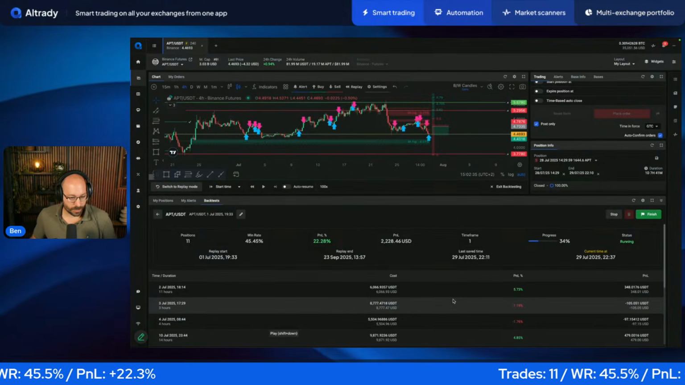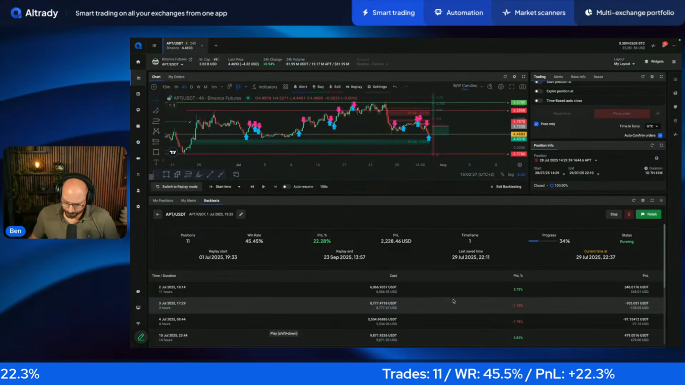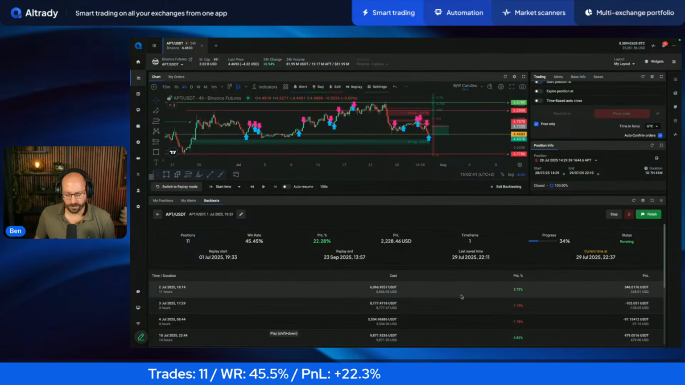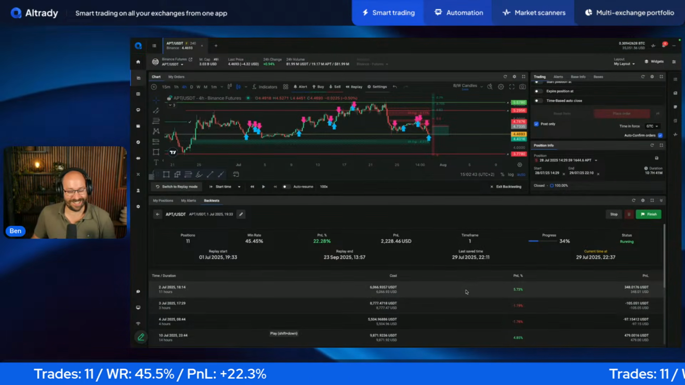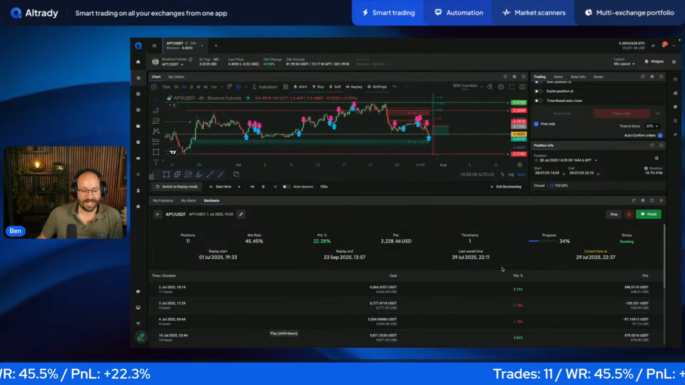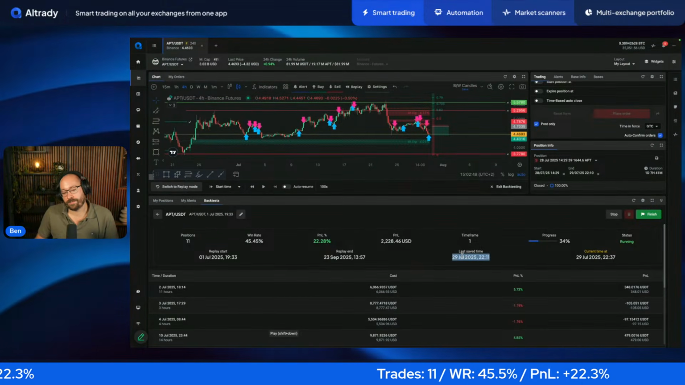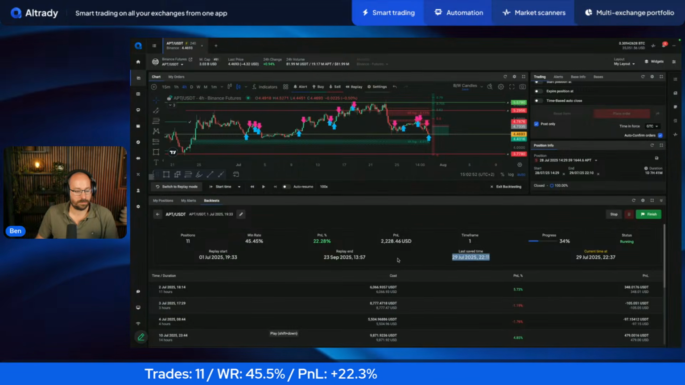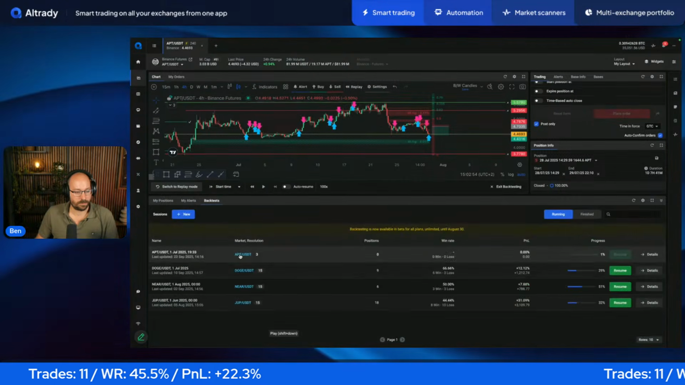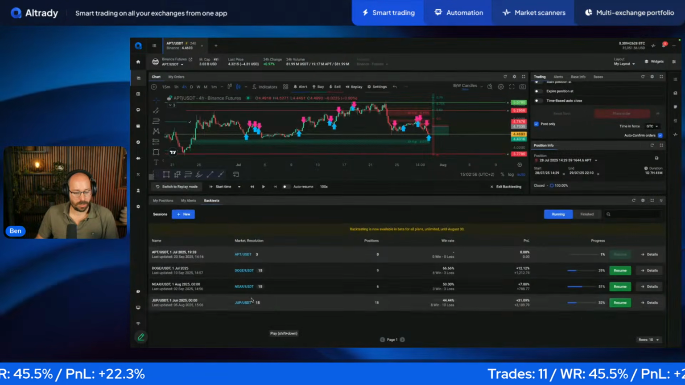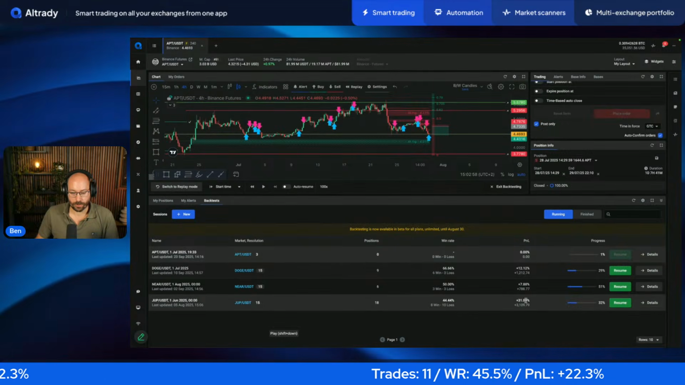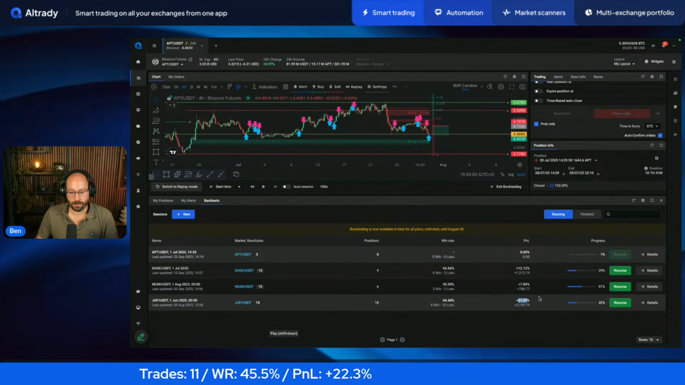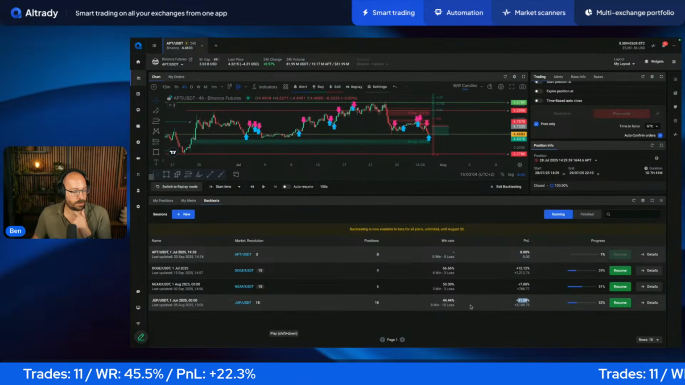Nice. So 11 trades, only 45% win rate, and only 22% profit. Only. It's like the biggest one you had. Yeah, but it's a longer time, right? Yeah, so previously we had I think 21 point something on Jupiter within like 3 weeks. Yeah, Jupiter here was 30%.